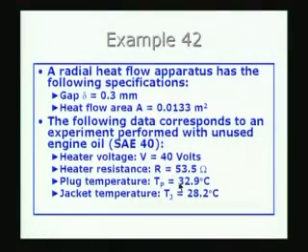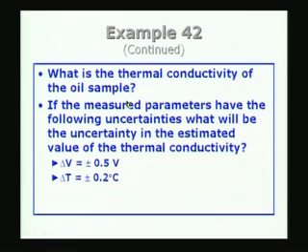The plug temperature is measured and the jacket temperature is also measured, and the two measurements are given: 32.9 for the plug temperature and the jacket temperature is 28.2. So, you see that the difference in temperature between these two is the driving potential for the heat transfer. So, we are asked to find out the thermal conductivity of this oil sample, and also we would like to find out what the errors in the measurement are. We are interested in finding out what the error bar on the thermal conductivity is, given that the following uncertainties in the values which are measured are given.